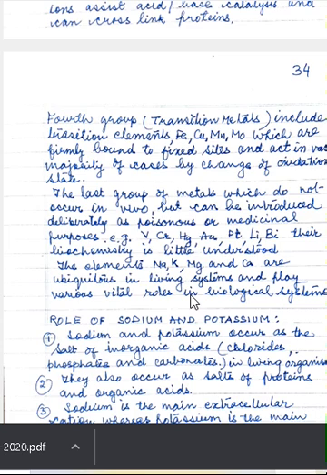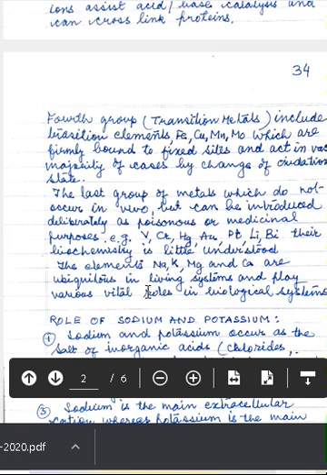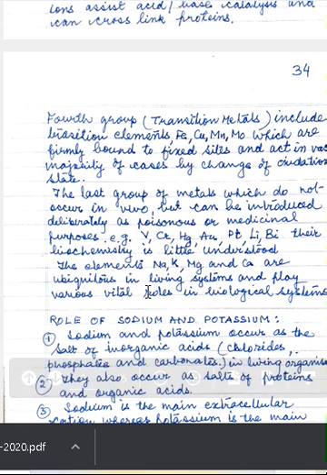The role of sodium and potassium. Sodium and potassium occur as chlorides, phosphates and carbonates in living organisms. They also occur as salts of proteins and organic acids. Sodium is the main extracellular cation, whereas potassium is the main intracellular cation. This is a very important difference.